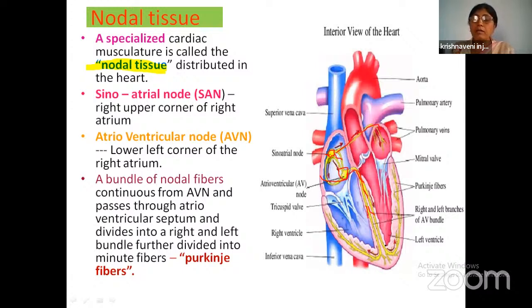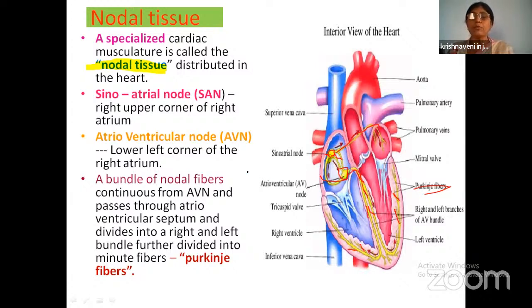And they further divide into smaller branches. You can observe here, these are the smaller branches, that means minute fibers. They are called Purkinje fibers. See, this is the labeling, Purkinje fibers. These are minute branches.